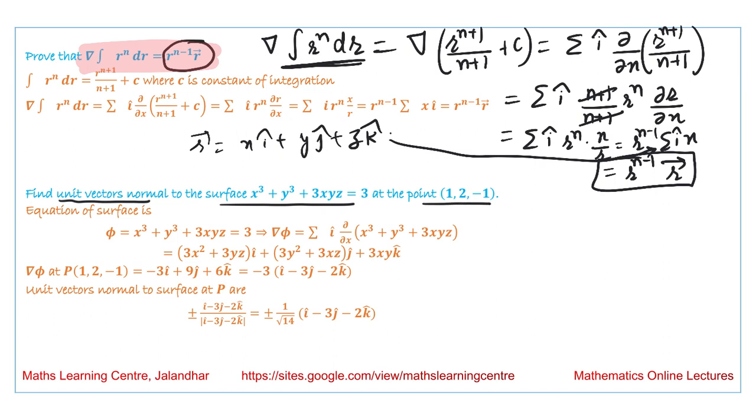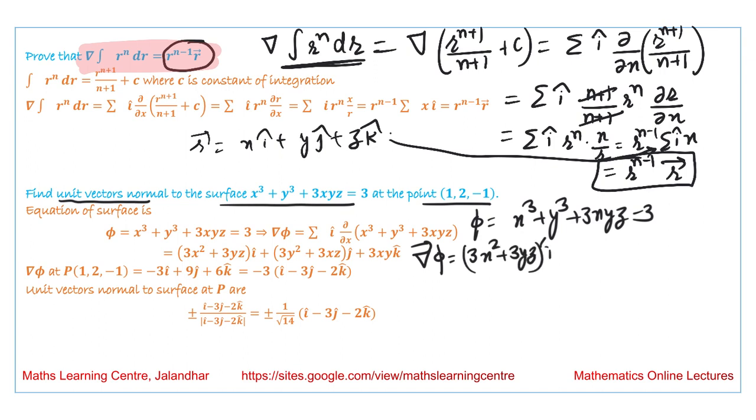We have to find the unit vector normal to the surface. It means we have to find the direction of the gradient at this point. So if we write this surface phi is equal to x cube plus y cube plus 3xyz minus 3, and we write the gradient of phi, that is equal to (3x square plus 3yz) I cap plus (3y square plus 3xz) j cap plus 3xy k cap.